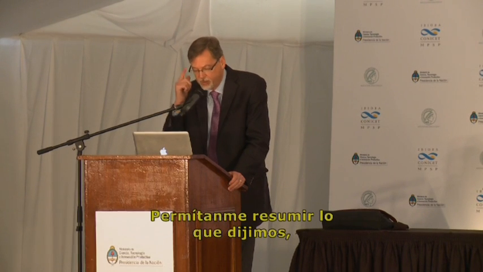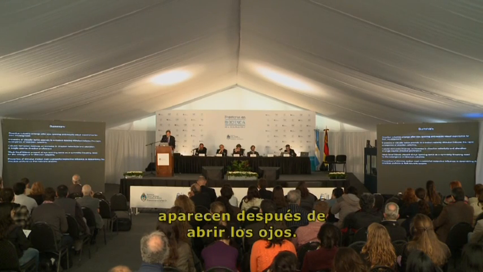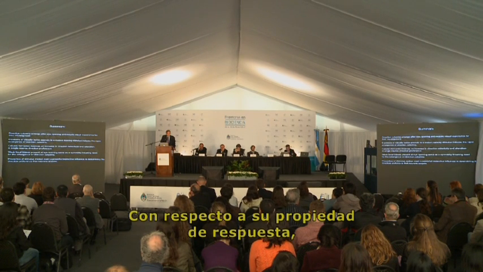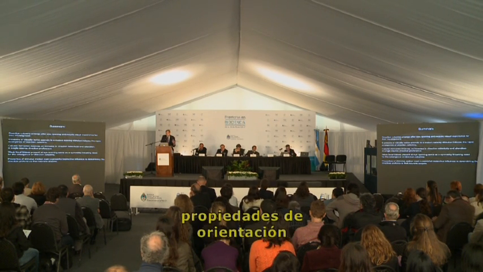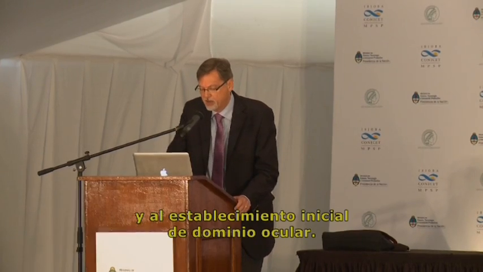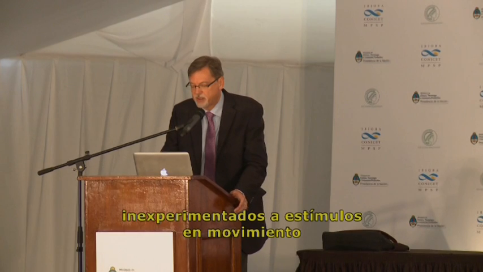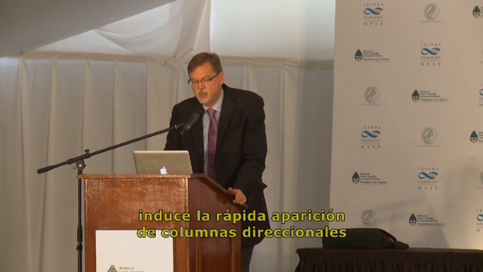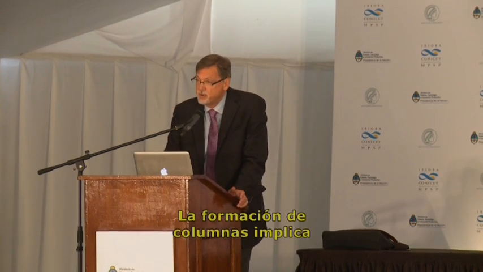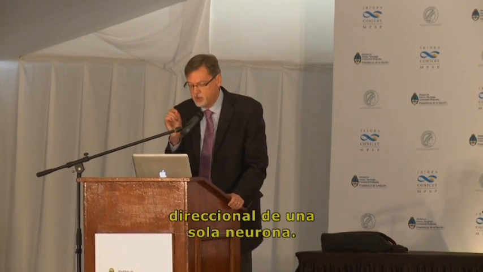So let me sum up what we've said. First, direction columns emerge after eye opening, and they require visual experience for their development. And in this respect, this response property is different than the other properties, orientation, and the initial establishment of ocular dominance. Second, the exposure of a visually naive animal to a motion training stimulus induces the rapid emergence of direction columns within hours. The column formation involves an increase in direction selectivity and alteration in single neuron direction preference.